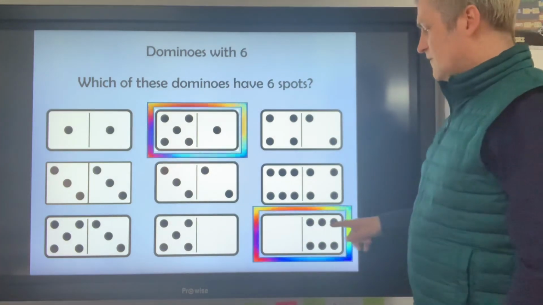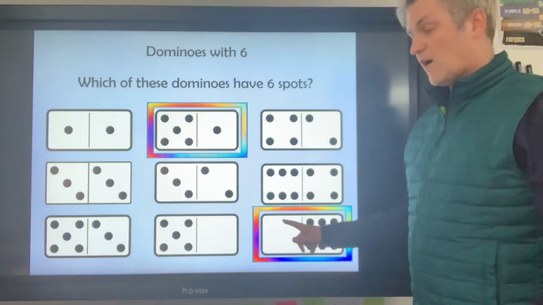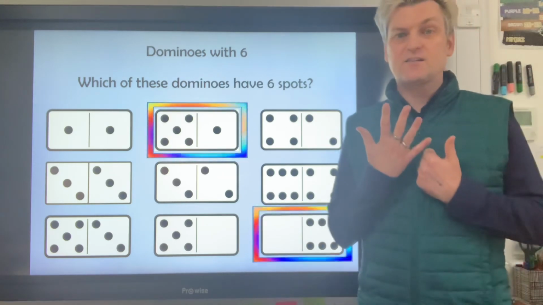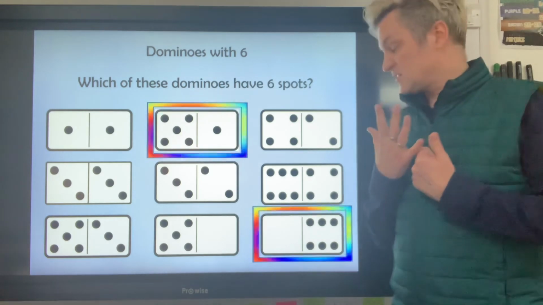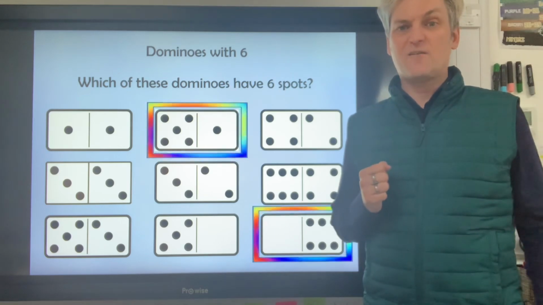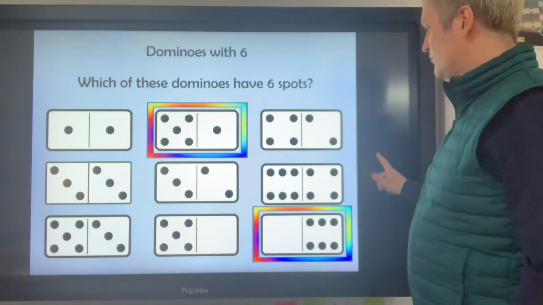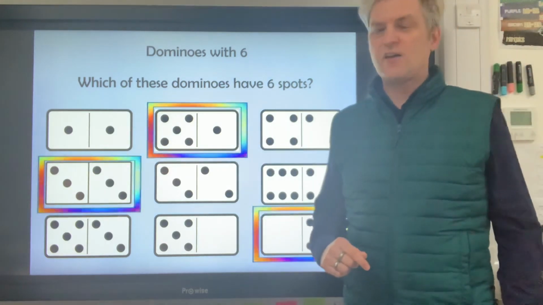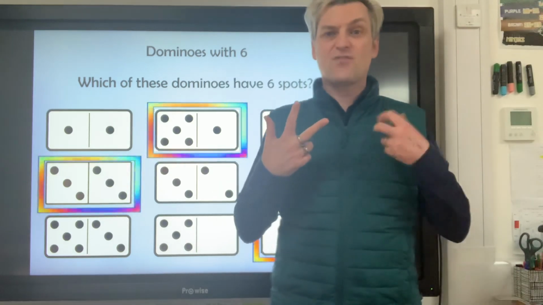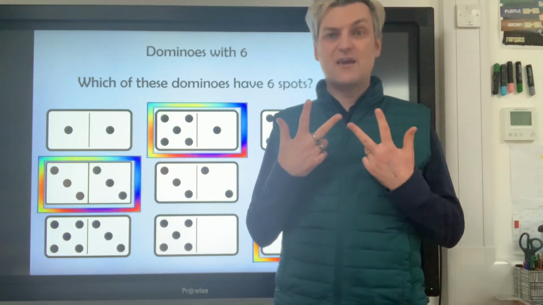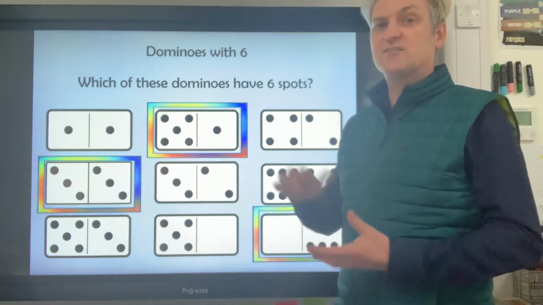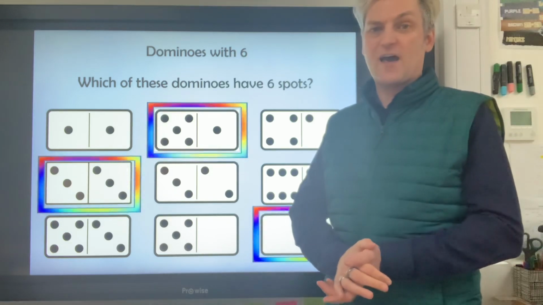It was this one down here. I've got 0 on that side, but on this side, look, there are 6 spots all together. So 6 on one side and 0 on the other makes 6 all together. And the very last one is this one over here. Look, we've got a double 3. So I've got 3 and 3 together. That makes 6. Okay, well done everybody. You've worked really, really hard if you managed to find all of those on there.